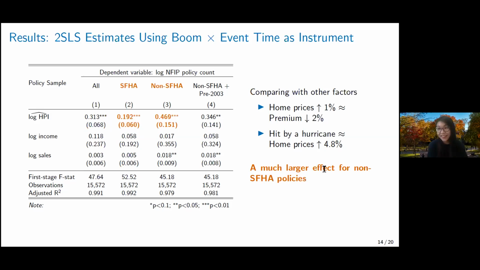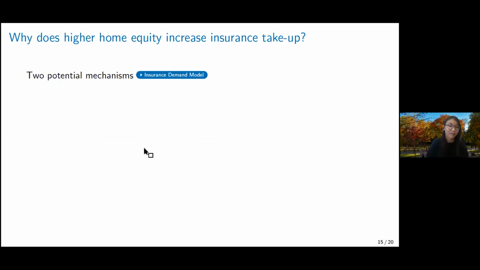Next, we split the sample into SFHA and non-SFHA. And here we see that non-SFHA has a much larger impact than SFHA. So we have established that there's a positive relationship between home prices and flood insurance take-up. Now we're going to look into the mechanisms.